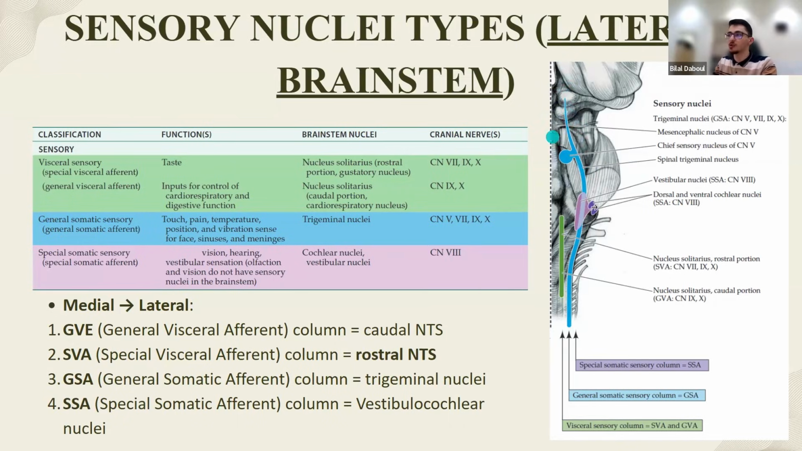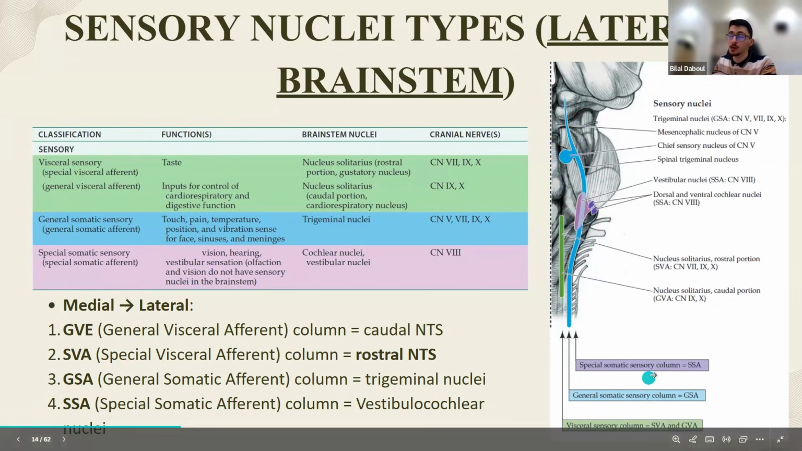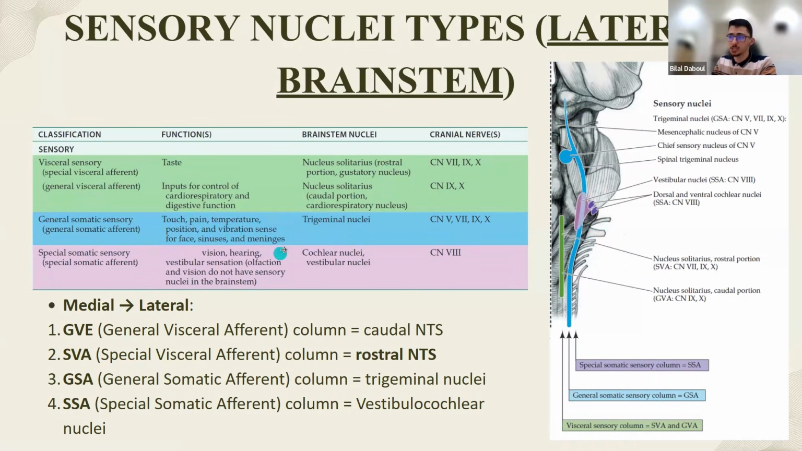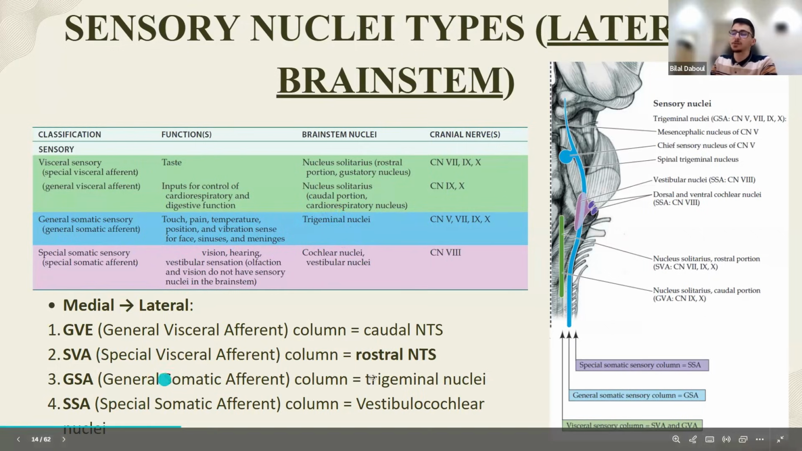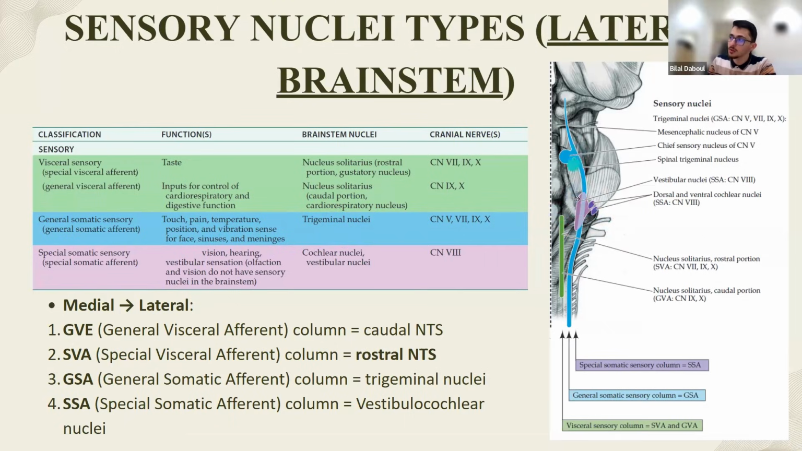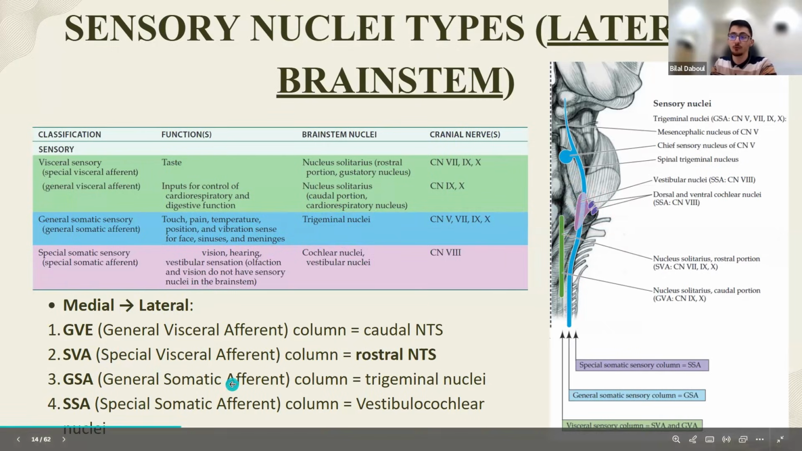Again, this column is somatosensory, so GSA, general somatic afferent. Again, same thing: touch, pain, temperature, position, vibration sense for the face, sinuses, and meninges. Trigeminal nuclei, three: principal sensory, spinal trigeminal, mesencephalic, and that's it. Then finally, you have the special somatic afferent. Just know, it's very important, at the pontomedullary junction, the junction between the pons and the medulla, you have the vestibulocochlear nuclei, which are said to be special somatic afferent.